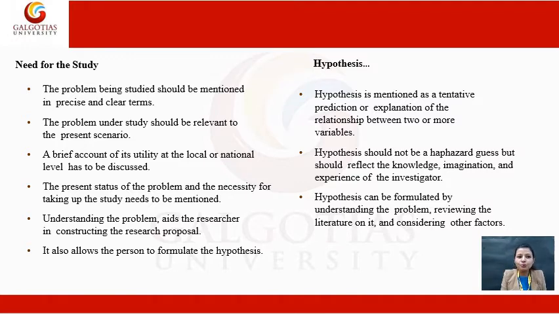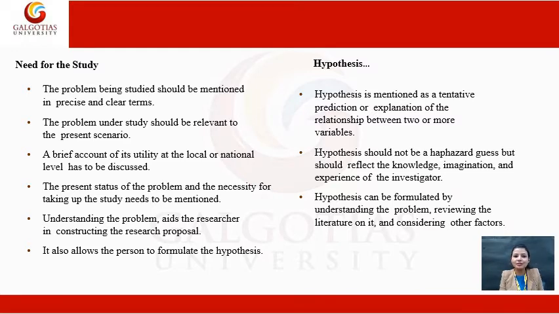The problem being studied should be mentioned in precise and clear terms. The problem under study should be relevant to the present scenario. A brief account of its utility at the local or national level has to be discussed. The present status of the problem and the necessity for taking up the study need to be mentioned, and it also allows the person to formulate the hypothesis by the need and scope. In the scope, you have to define the feasibility of that project: what is the need of that project in that area in the present scenario, and also in the future scenario.